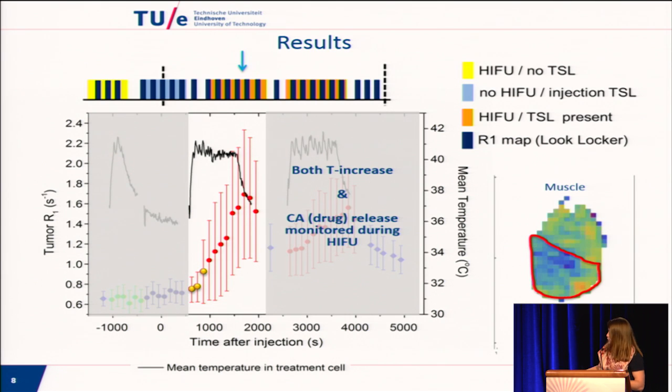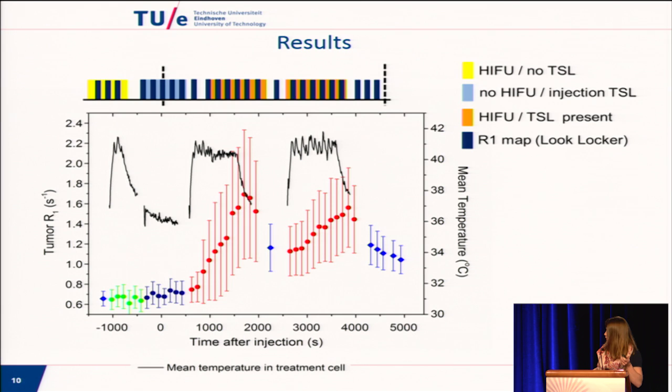And then this is actually the most interesting part of our experiment. You can see that dynamically we can see the contrast of the tumor changing while we are heating the tumor to 42 degrees Celsius. So we can actually see the drug being released while we're treating. And here, afterwards, you see that the gadolinium actually washes out, and this is the whole experiment.